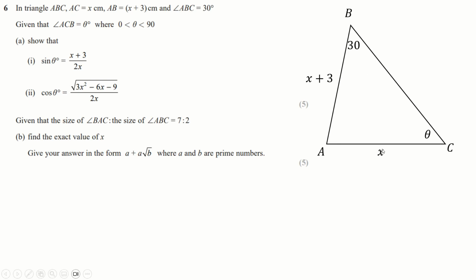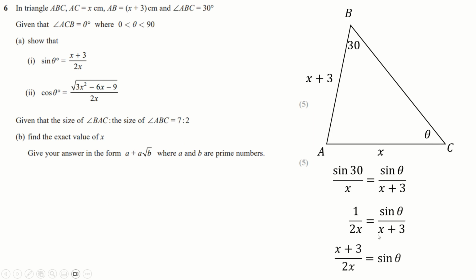You can now see that just doing some sine rule, sine theta over x plus 3 equals sine 30 over x. So cool, sine 30 is a half, divided by is just divided by 2, so that's going to be 1 over 2x. And then we can cross multiply, or even just put that one over there, and we end up with what they were looking for here. Now, we can't do cosine rule on this because we're missing a side length, so cosine rule is not going to work.